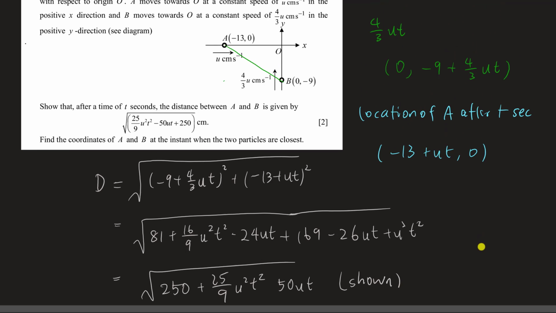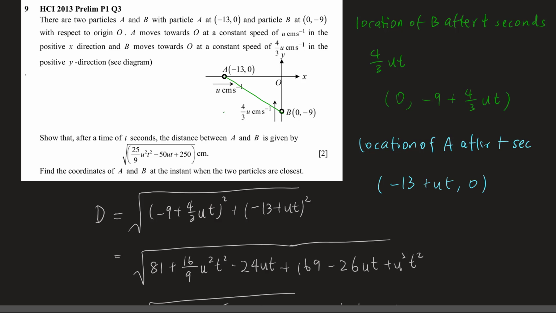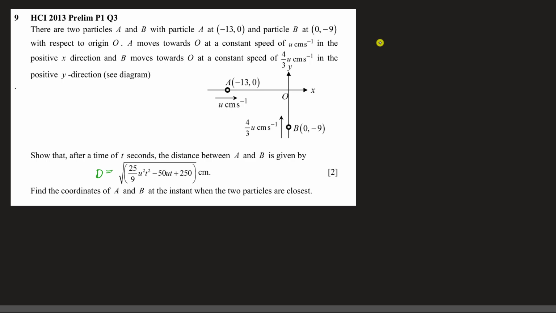Part 2, find the coordinates of A and B at the instant where the two particles are closest. So we are done with the first part. This is just the distance, right? The instant when the two particles are closest just means that the distance is a minimum, right? And to find the minimum, all we have to do is to differentiate this function here with respect to time, because we want to find the instant where the distance is a minimum.